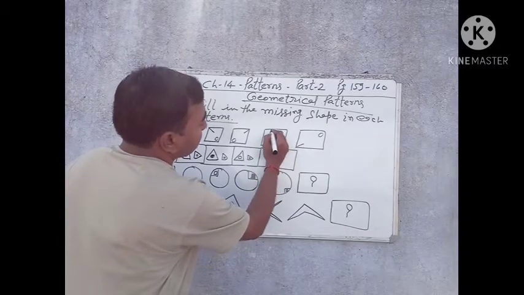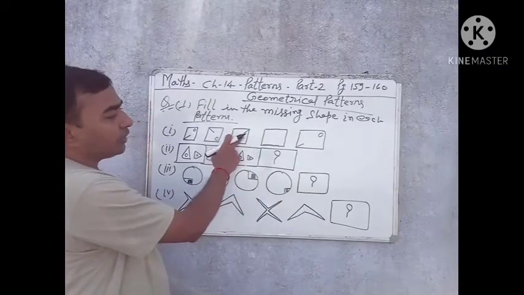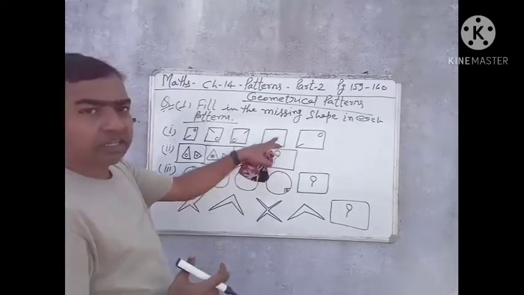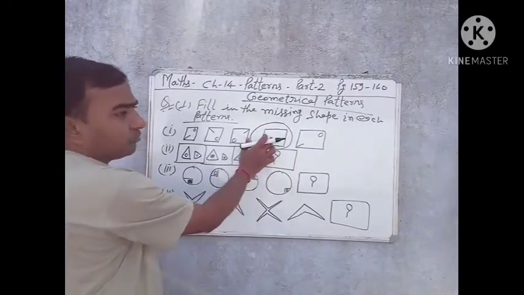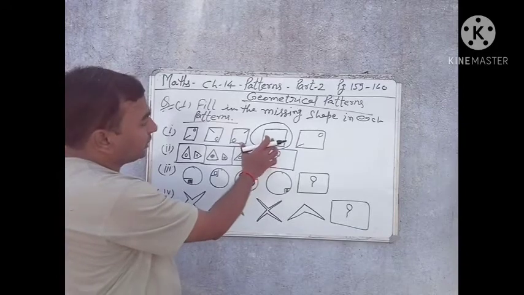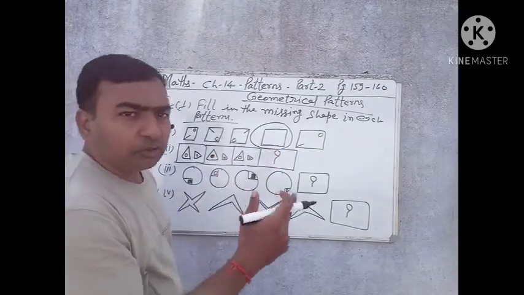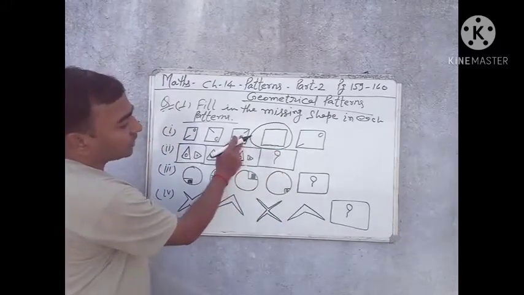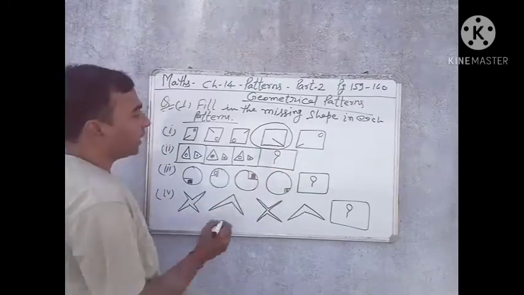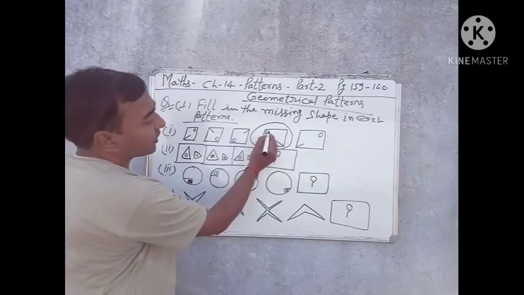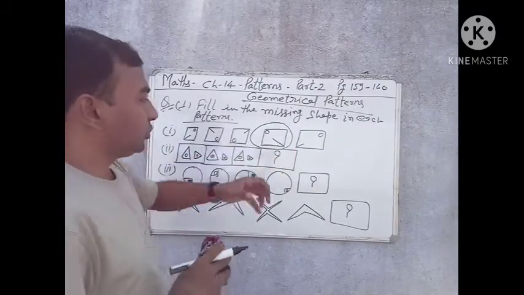We have to follow the same pattern to fill in this box. So in the fourth box, the line once again moves to the next corner. First we will draw this line like this, and we will draw a circle just opposite to the line segment in the fourth box. So this is our answer.